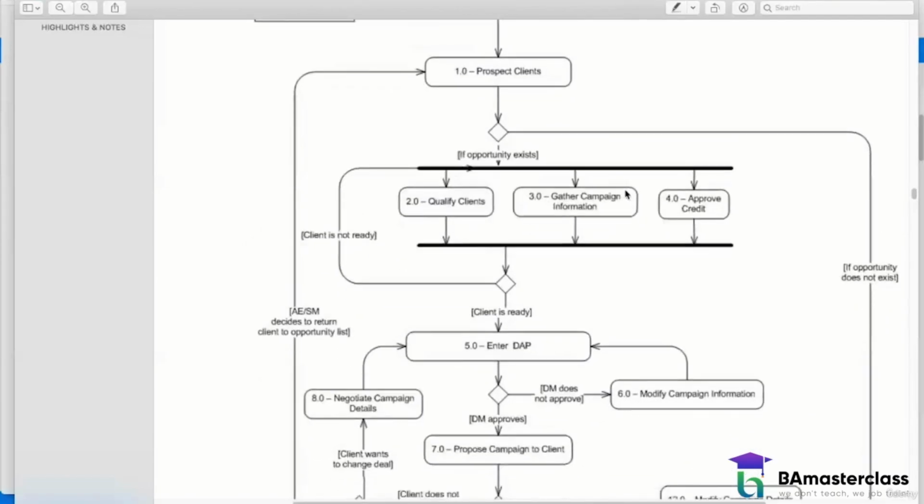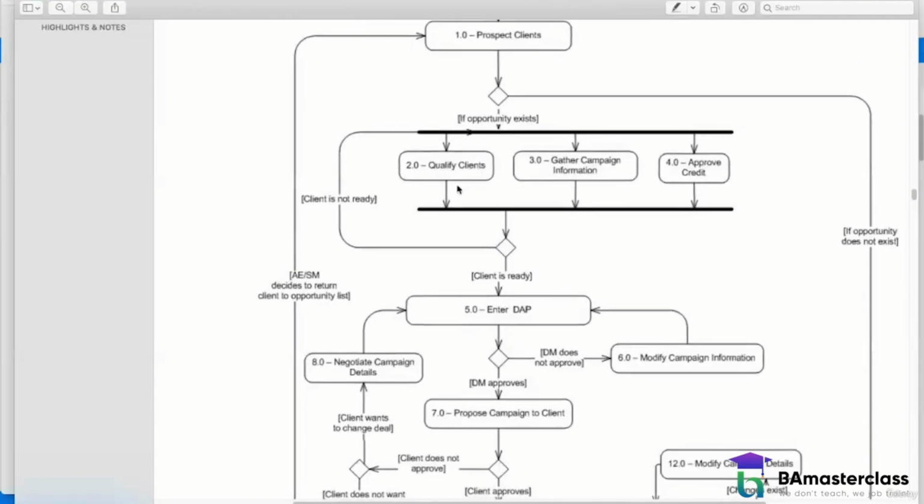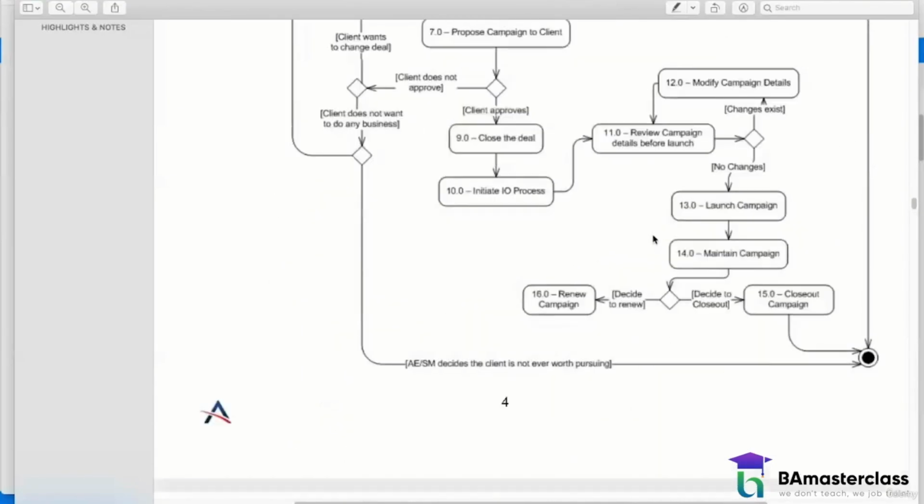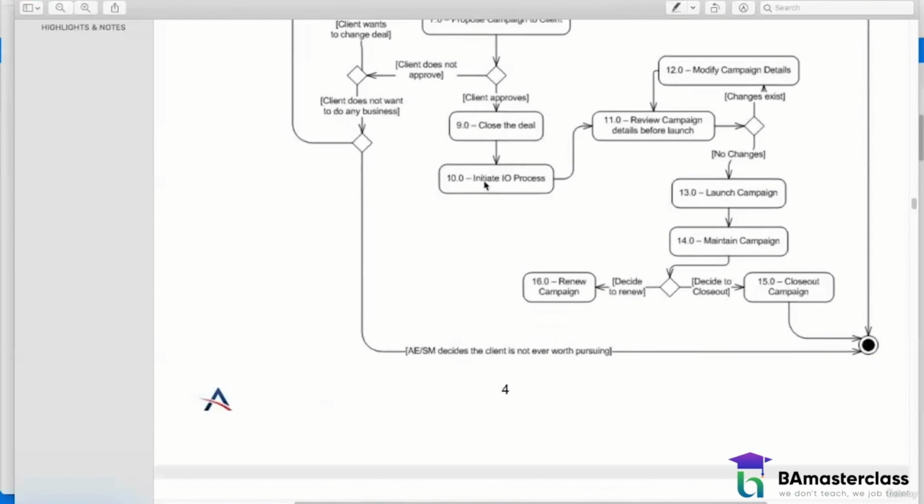And what it suggests is it shows me activities which take place in parallel, simultaneously. Over here, see, close the deal, initiate IO process, review campaign details. What happens first? Close the deal, then initiate, and then review campaign. How do I know this? Based on the direction of the arrow.